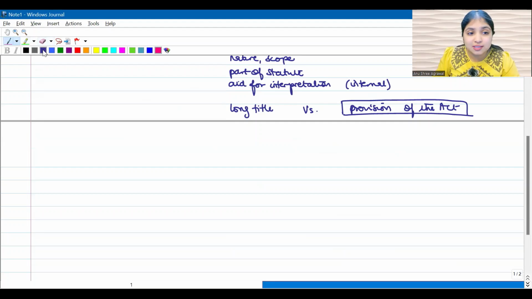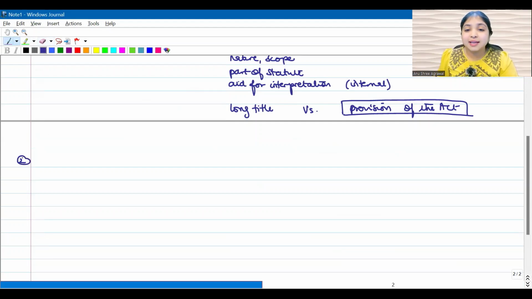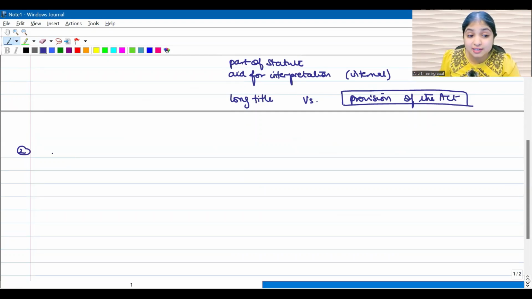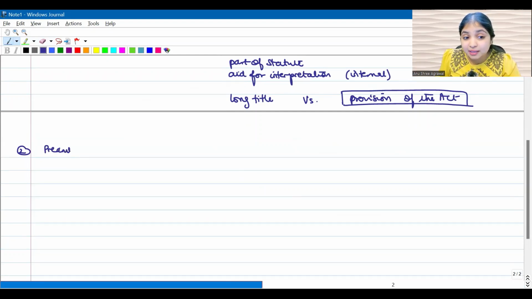Now listen to the second internal aid. The second internal aid is the preamble. Now, preamble is something which I don't think we have to discuss too much in detail, because we've already learned about it in full depth in the General Clauses Act chapter itself. Yes, so I'll just give you a quick summary of what we have learned under preamble, just to help you press that refresh button in your memory.